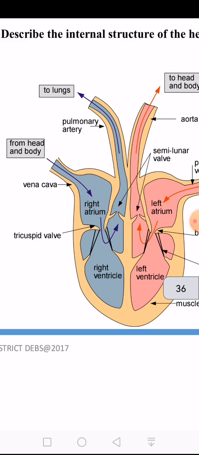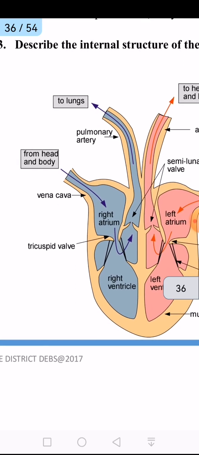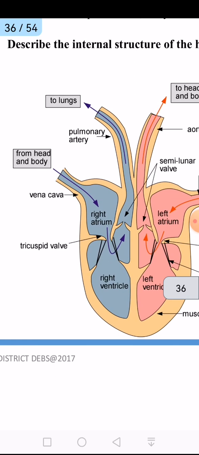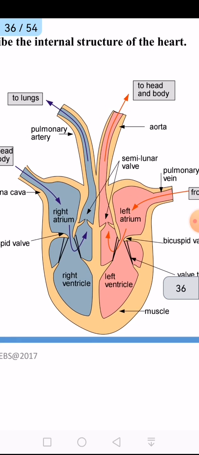Today we are going to talk about the human heart. The question I have here goes as follows: describe the internal structure of the heart.